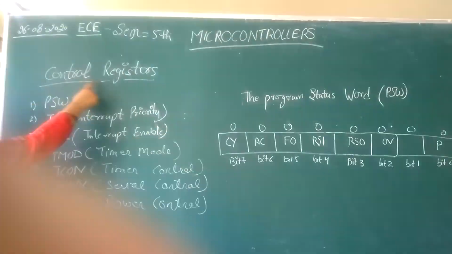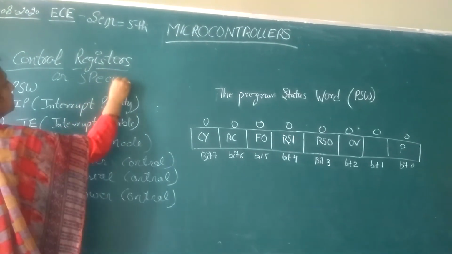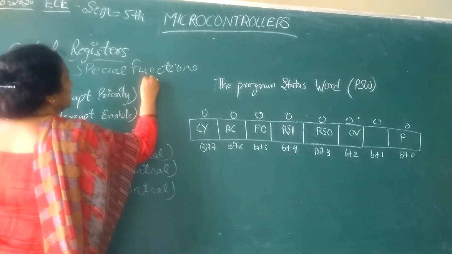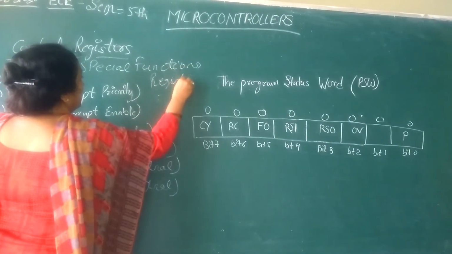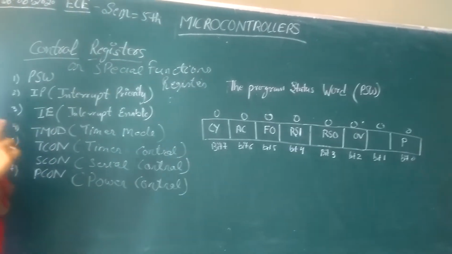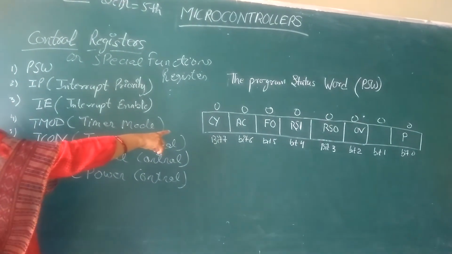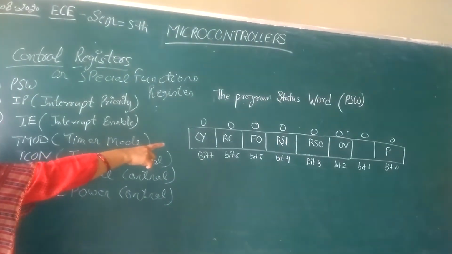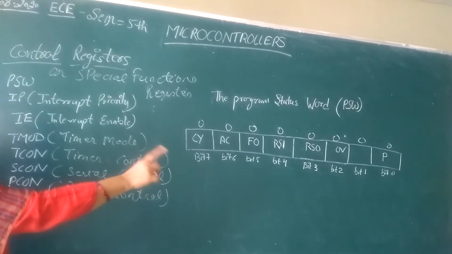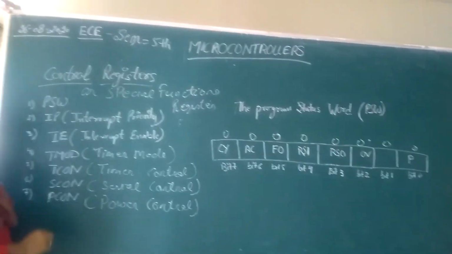This is the topic of control registers, or you can say special function registers. Special function registers. Okay. Number one, you have PSW, the program status word. This is your CY flag, carry flag, AC flag, F0 flag, RS1 flag, RS0 flag, OV flag, and P flag. These are the flags, and this is the PSW program status word.